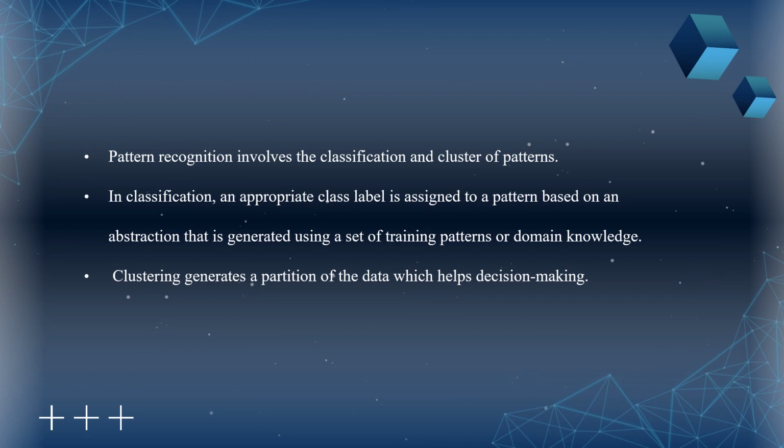Pattern recognition mainly involves classification and clustering of patterns. In classification, an appropriate class label is assigned to a pattern based on an abstraction that is generated using a set of training patterns or domain knowledge. That is, we assign a class label to a pattern based on previous knowledge or based on the training patterns. Whereas in clustering, we generate partitions of data which help in decision making. That is, we partition the data into different clusters.